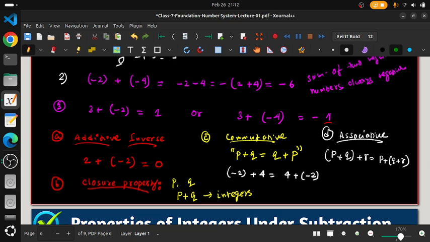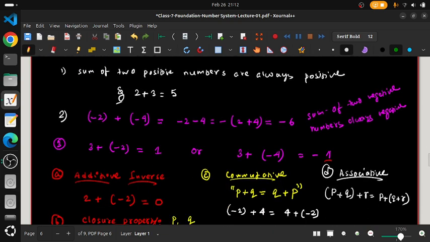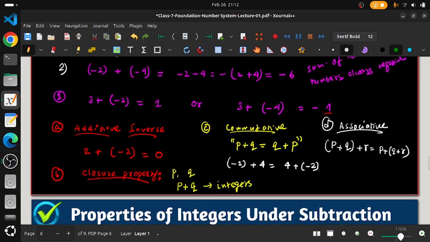Our integers will always follow the associative property under addition, right? See, what properties am I saying here? I'm talking about addition only. So it will follow the associative property.